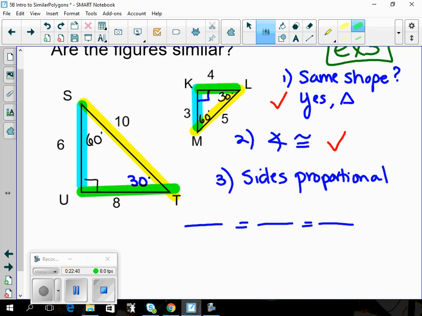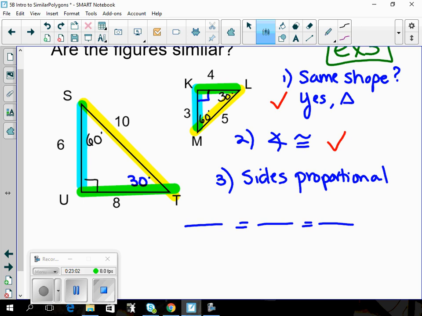It doesn't matter. Whichever one you want to start with. That's okay. I just mean the largest in its own figure. I just mean that 5 is the largest in that triangle, and that 10 is the largest in that triangle. That's all I mean. And that means the sides are proportional. Okay? So let's try it.